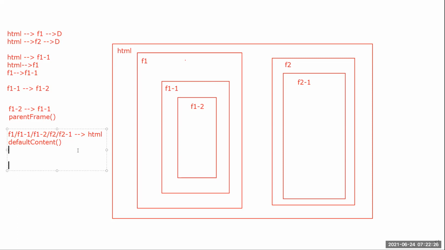Okay. Now I want to move from F12 to F2. In this case, what is the flow? What can we do?